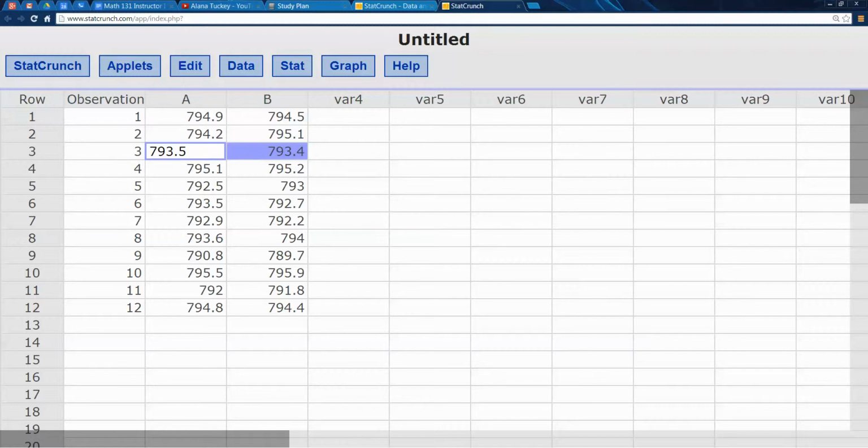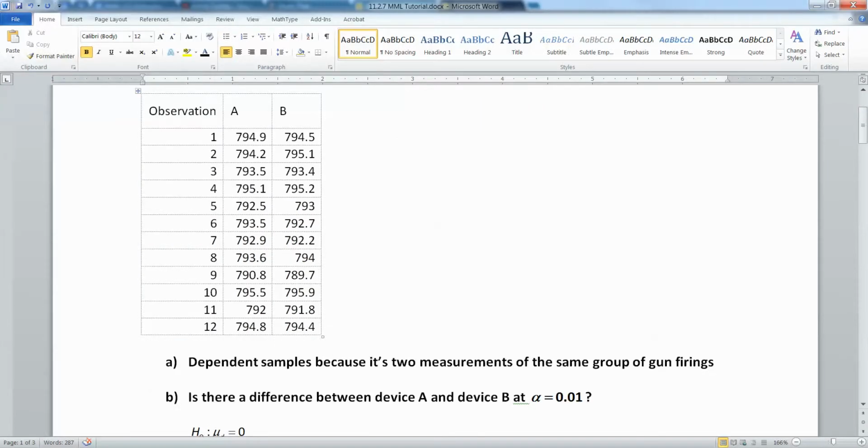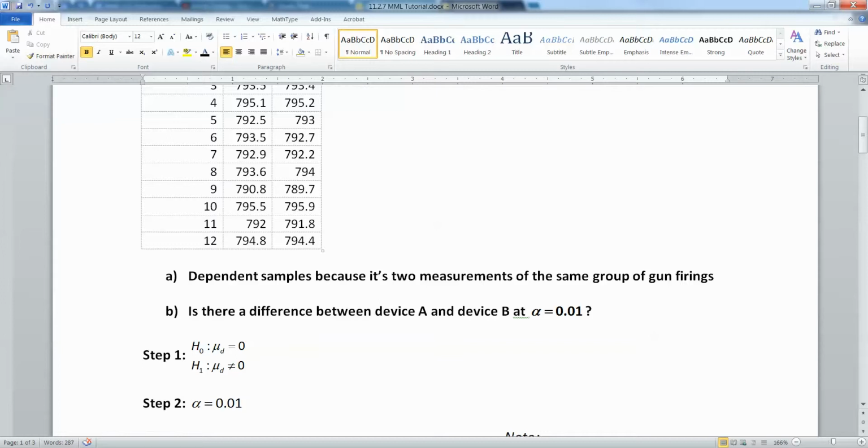So this is rather obviously a dependent sample. Couldn't be much clearer because it's two measurements on the same group of things. So you have one group of 12 gun firings, and you're measuring each one of those gun firings twice, once with device A and once with device B. Okay, so two measurements on the same group, that's dependent sample for sure.